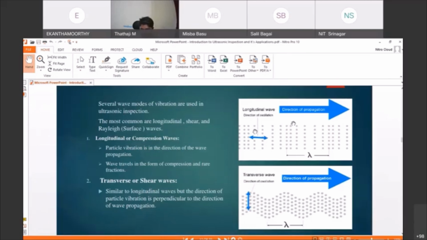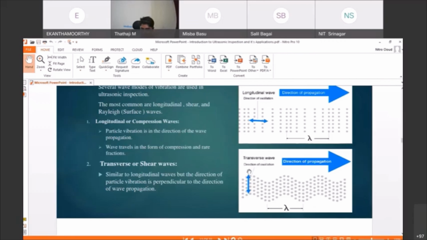These are the particles, and this is the direction of the propagation. The particle vibration is also parallel to the direction of propagation in the case of longitudinal waves. In the case of transverse waves, it is similar, but the direction of the particle vibration is perpendicular to the direction of the wave propagation. If you see here, it will oscillate in a perpendicular way, like this. Here it is in a parallel way. And we'll see in upcoming slides what the advantages are.